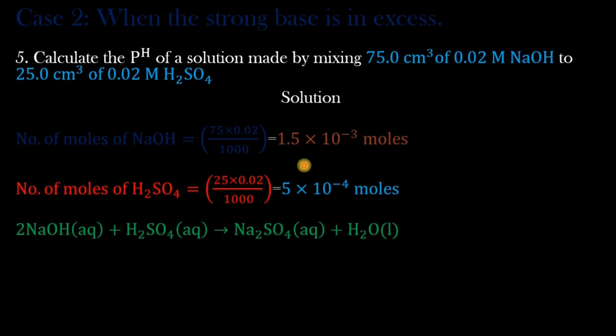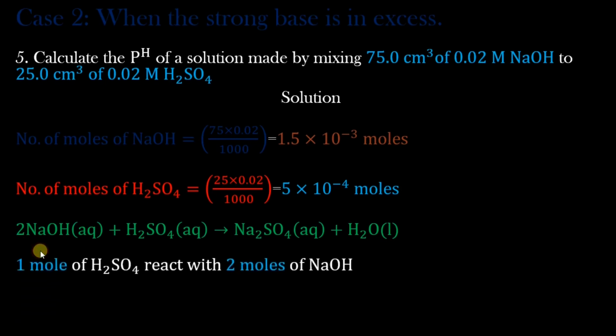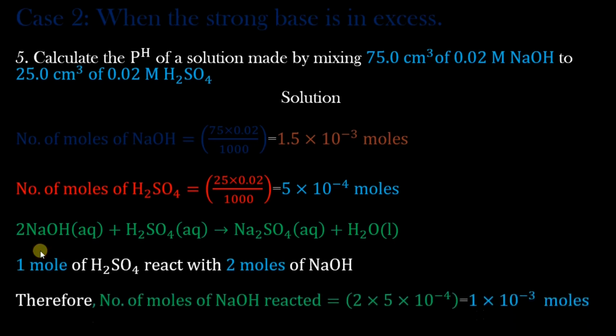and the remaining reagent will be sodium hydroxide. So we're going to start with the acid in this case by saying 1 mole of sulfuric acid reacts with 2 moles of sodium hydroxide, which means 5 × 10^-4 moles of sulfuric acid will react with twice its number of moles of sodium hydroxide solution. So using that, we obtain the number of moles of reacted sodium hydroxide as 2 times 5 × 10^-4, which is going to be 1 × 10^-3.